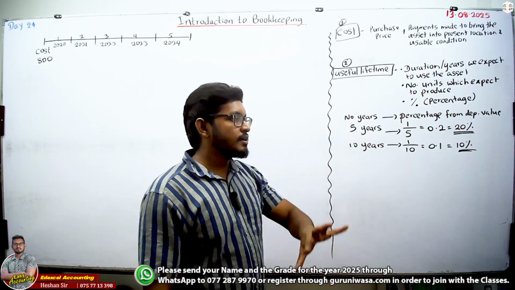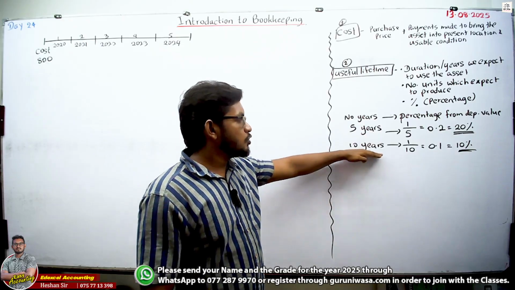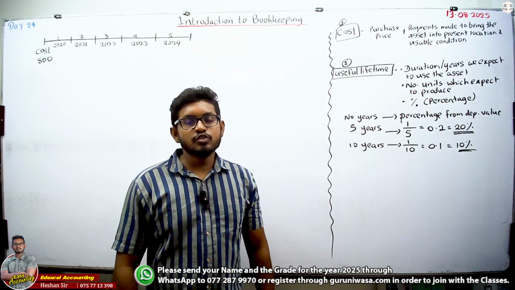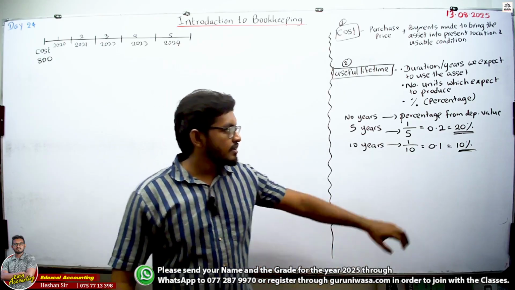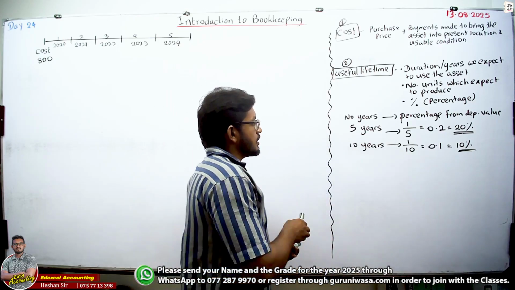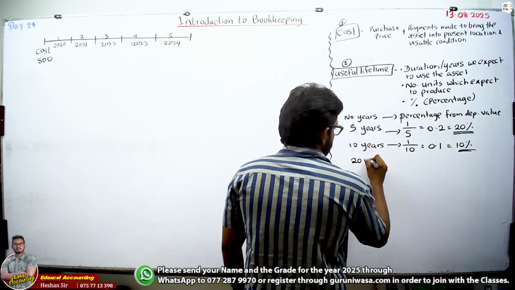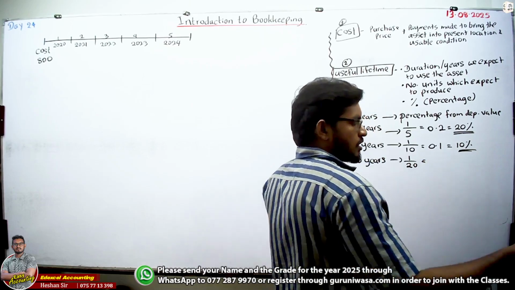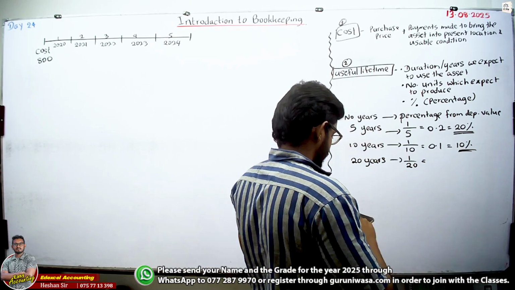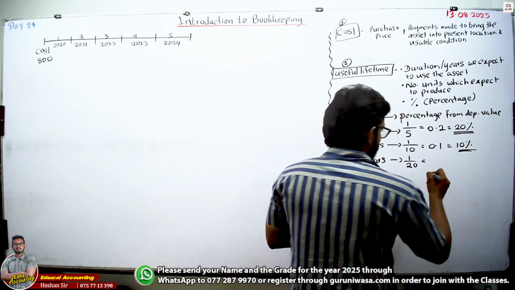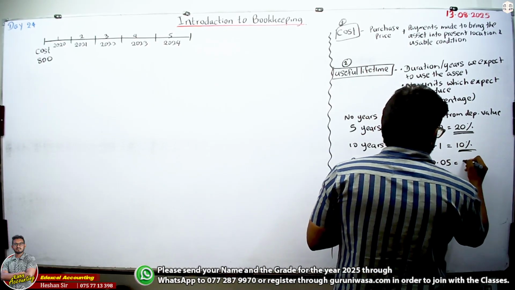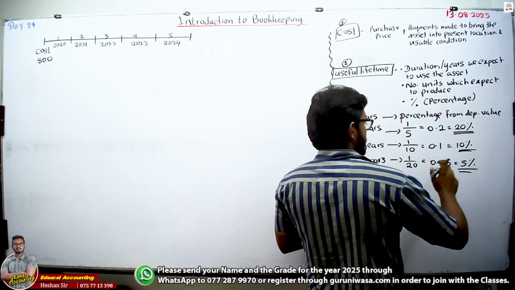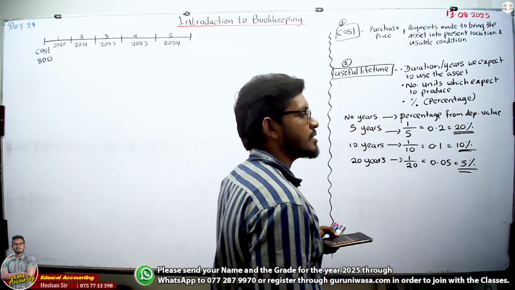Now I'm giving you 100 marker pins. I'm asking you to group them into 10 groups. In each group, how many marker pins should there be? 10 marker pins. If I take 20 years, 1 upon 20, so 1 divided by 20, which means 0.05, which means 5%. 0.5 means if I give 0.5 it's 50%. 0.05 means 5%. Those are mathematics, right?